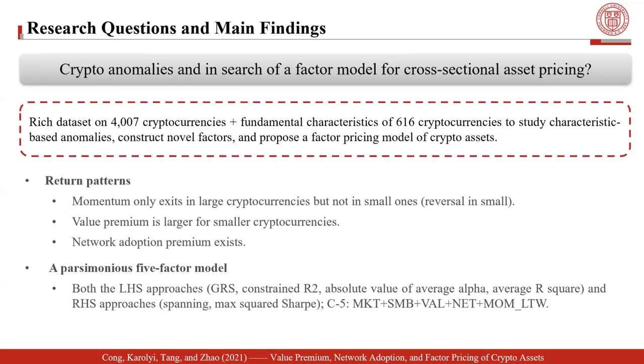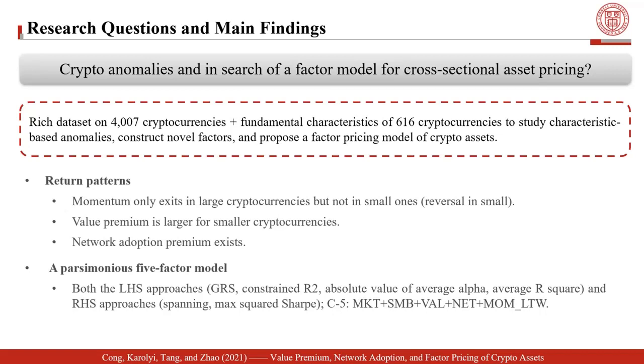And from there, we identify two new anomalies, you can call them premia. One is value premia, the other one is network adoption premia. In addition, earlier studies have shown the momentum effect is there for cryptocurrencies. We show that it's only for large cryptocurrencies. Actually, for most of the smaller ones, there is a reversal effect. And from that, we build these two new factors.